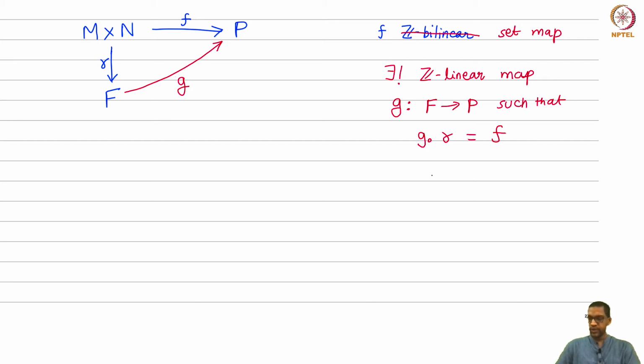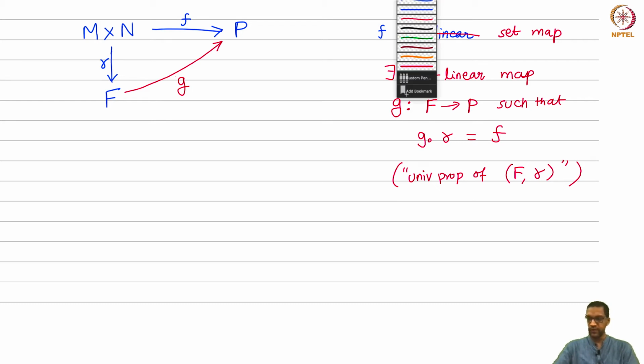Okay, what have I used here? Just the universal property of the free group. So this is the universal property, or the definition if you wish, of the free group F comma gamma, the free abelian group or free Z module. Okay, now step 2, we will use the universal property of the quotient.